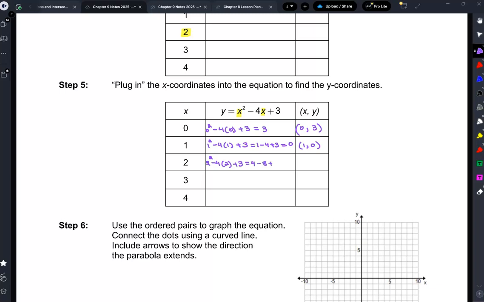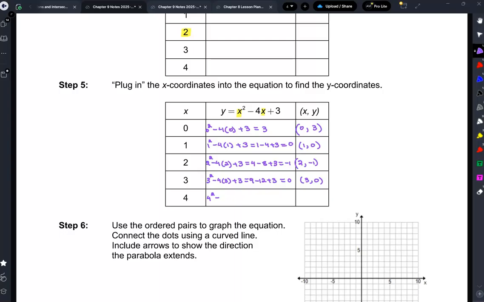4 minus 8 plus 3, negative 1. So 2, negative 1. Next one, I plug in a 3. 3 squared minus 4 times 3 plus 3. 9 minus 12 plus 3, 0. So 3, 0.